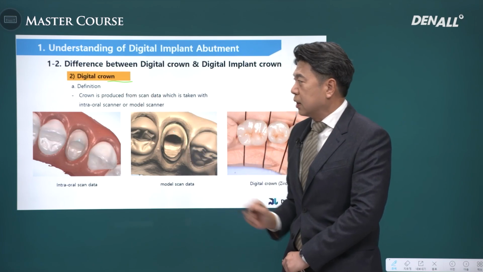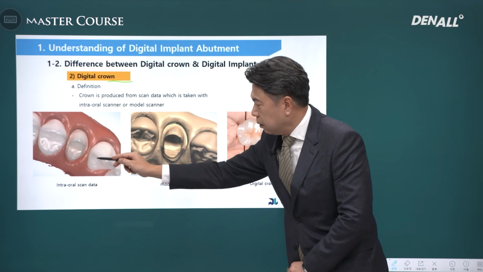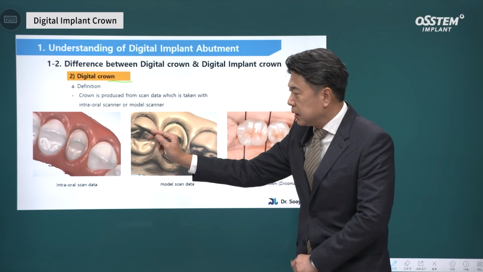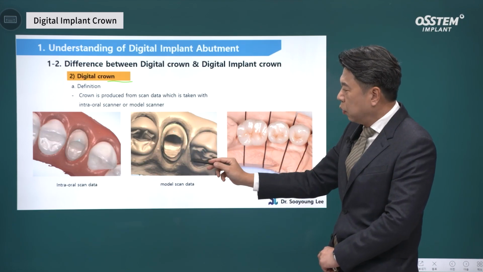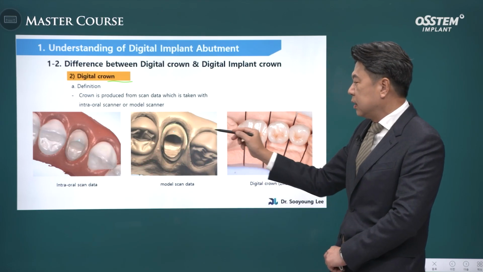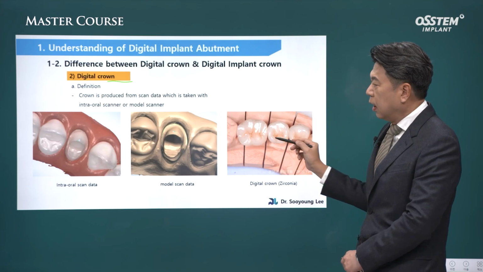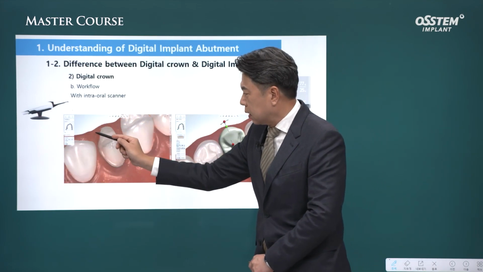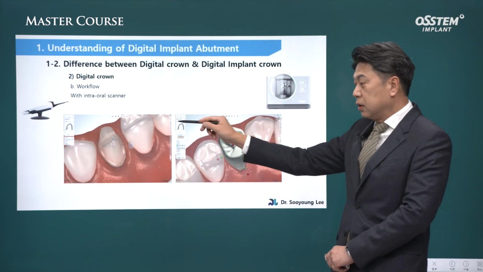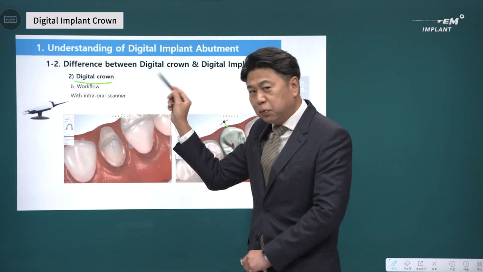Digital implant crown versus digital crowns. The difference is that digital crowns do not have the word implant, so a natural tooth is prepared and scanned, or a prepared natural tooth impression is taken, and from the impression a model is made and scanned. So using one of the two approaches, a margin is set and designed, and the crowns are called digital crowns. An intraoral scanner is used to do the scanning, and the margin is set and designed. A model scanner is explained in the next slide.